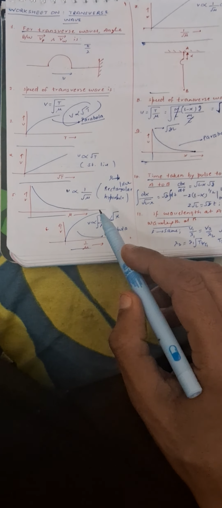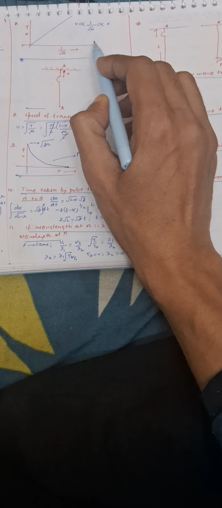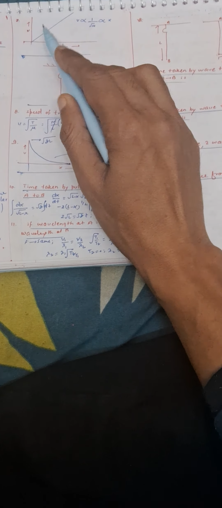Next, if we draw the graph between V versus 1 by mu, we take 1 by mu as x. So V is proportional to root x. So again the graph will be a parabola. Next is the graph between V and 1 by root mu. So take 1 by root mu as x. So we can say that V is proportional to x. So the graph again will be a straight line.